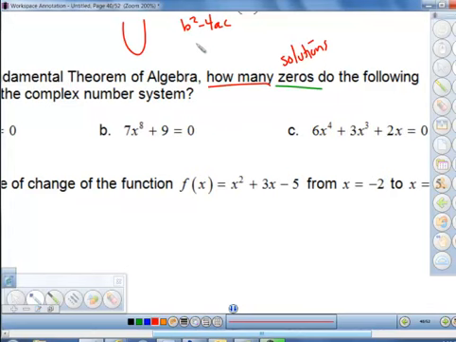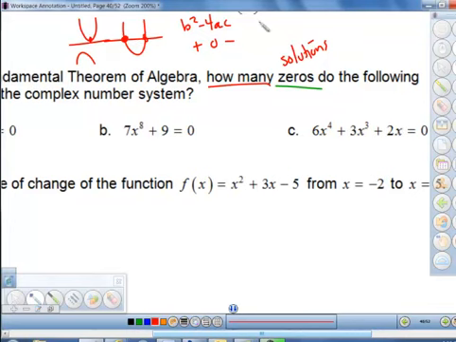If the discriminant was positive, then that means it had 2 solutions, crossing the x-axis twice. If it was 0, then it only touched once. And if it was negative, then it didn't touch at all. So look, we have a total of 2 solutions.